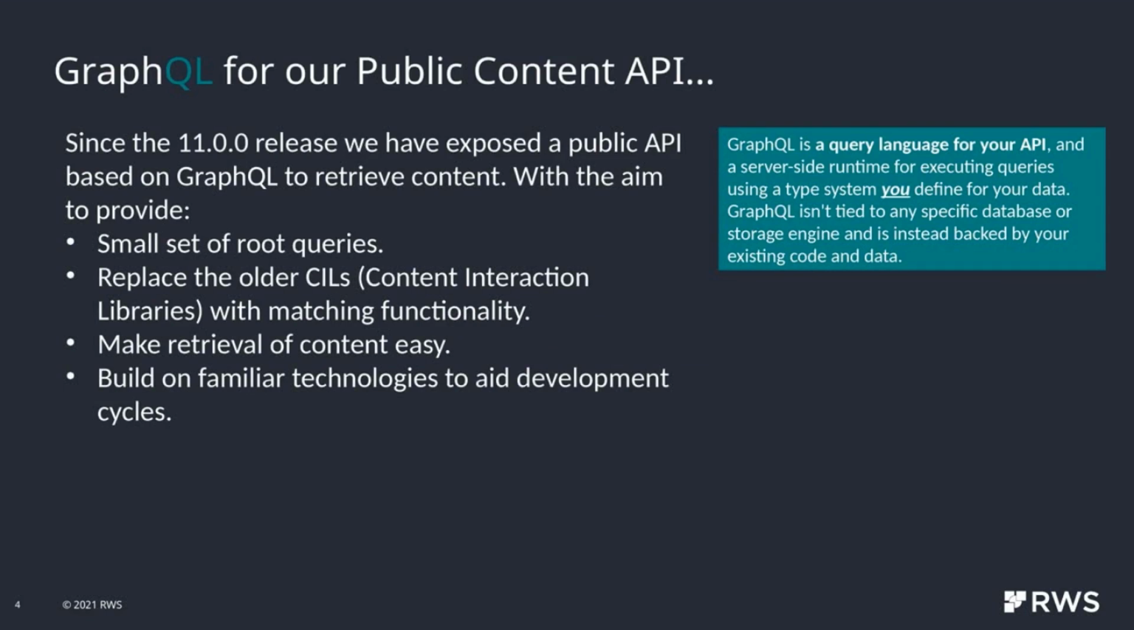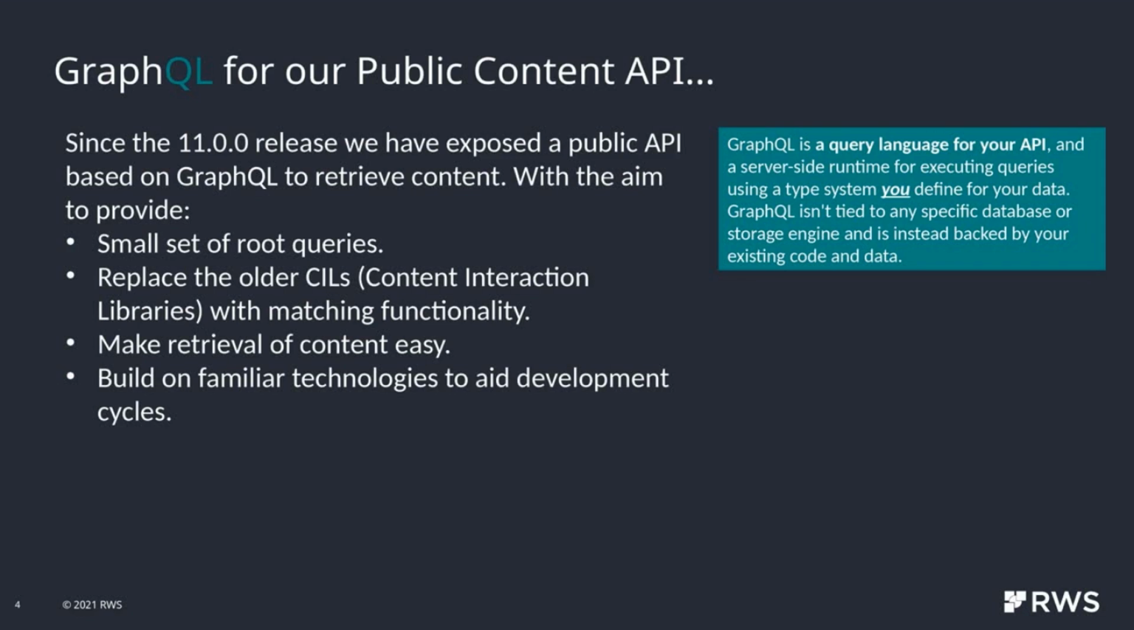So to begin, GraphQL for our public content API. A little bit of background on our existing offerings. Since the 11 release, we exposed the public API that was based on GraphQL, and we use that to retrieve all the content effectively from the broker database. The aim was to provide a small set of root queries that were easy to use and would allow you to retrieve all the content with quite a small selection of GraphQL queries.